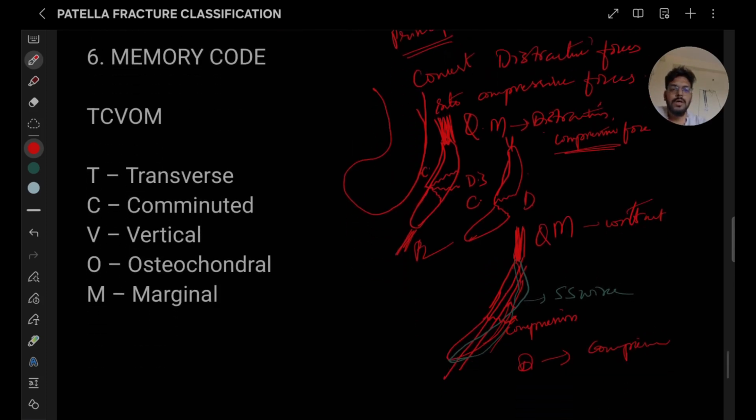The mnemonic for the classification of patella fracture is TCOM: transverse, comminuted, vertical, and osteochondral and marginal fractures.